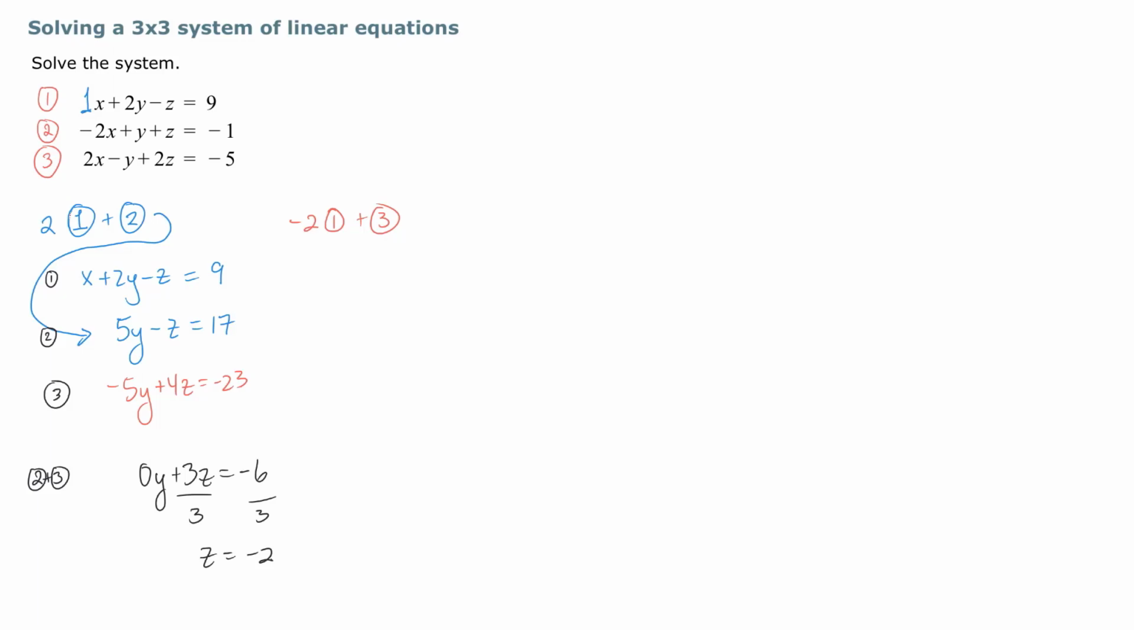Not a total surprise. There's many ways to go back and get y. Let's try to get y from equation 2. So from this new equation 2, I'm going to solve for y. So we got y is equal to z plus 17 divided by 5. But we know what z is. Z is negative 2. So we got y is equal to 3.